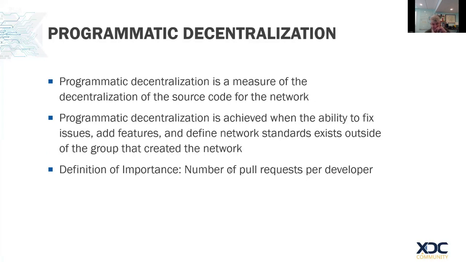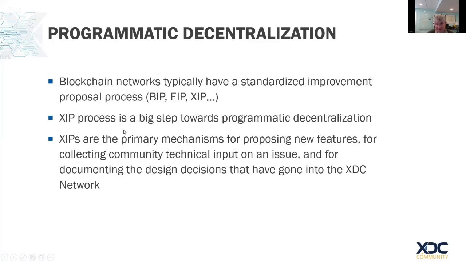Programmatic decentralization. We achieve this when the ability to fix issues, add features, define standards exists outside of the group that created the network. And so you can look for different measures of importance here. One easy one is the number of pull requests per developer. You want to see a lot of developers working on the core components of the software for the network, and you want to see a lot of different pull requests coming in from those different developers. Go to the next slide.